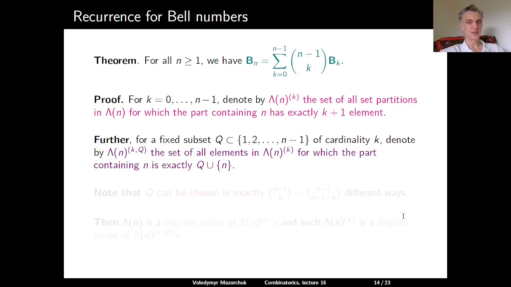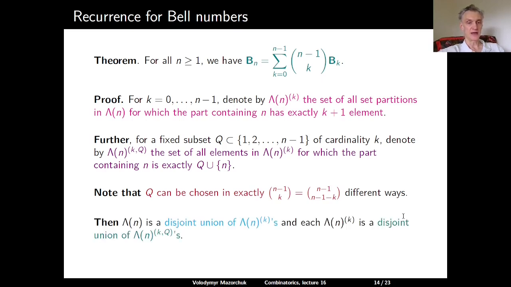Further, for a fixed subset Q of {1, 2, and so on, n minus 1} of cardinality k, let us denote by Λ(n, k, Q) the set of all elements in Λ(n, k) for which the part containing n is exactly Q union with {n}. Note that we can choose this Q in (n minus 1 choose k) different ways, which is the same as (n minus 1 choose n minus 1 minus k) different ways, because it's a subset of {1, 2, and so on, n minus 1} of cardinality k.